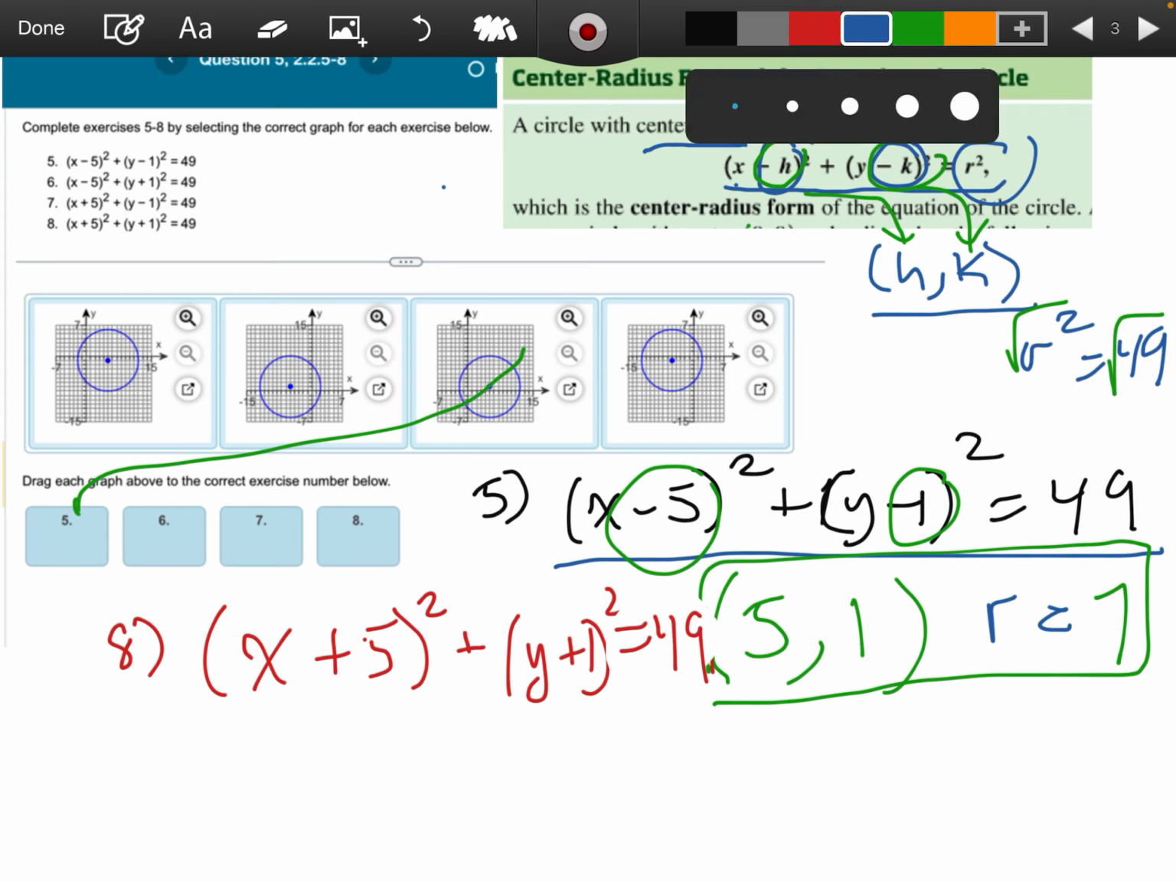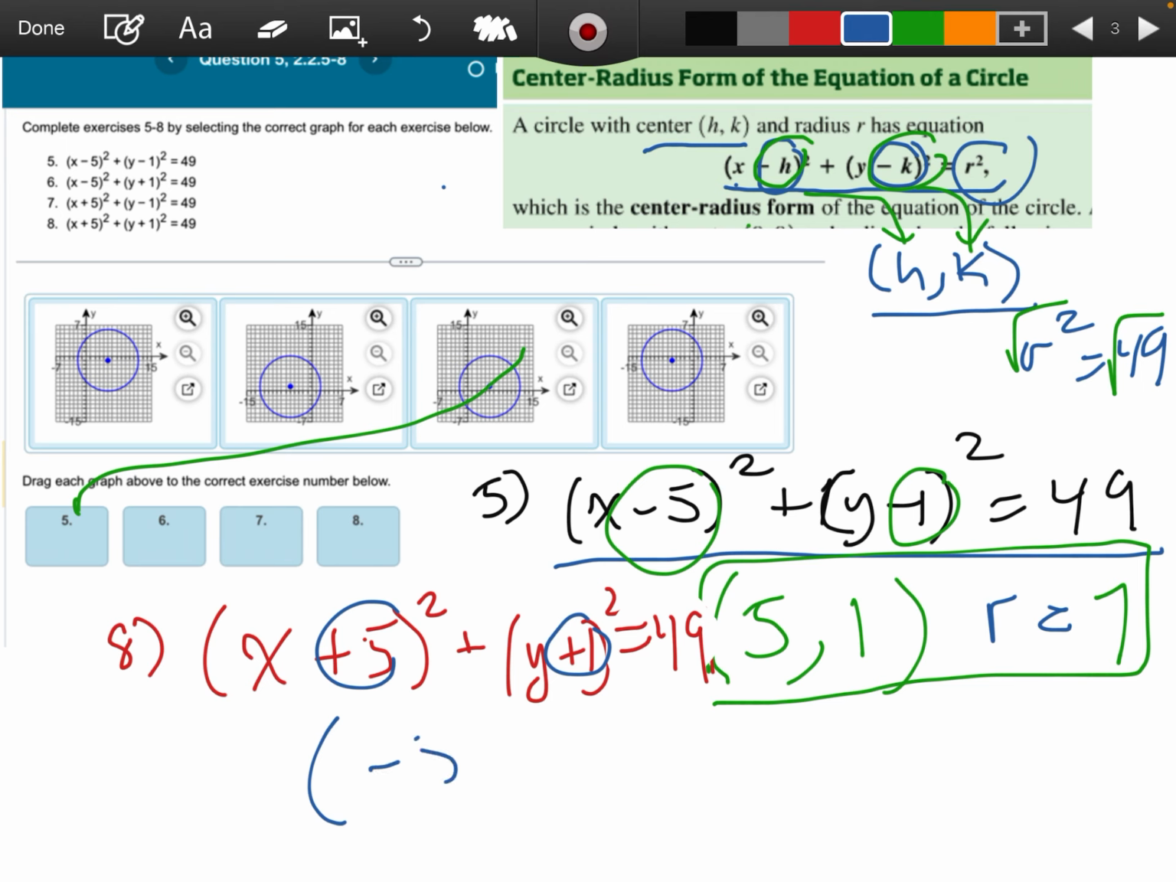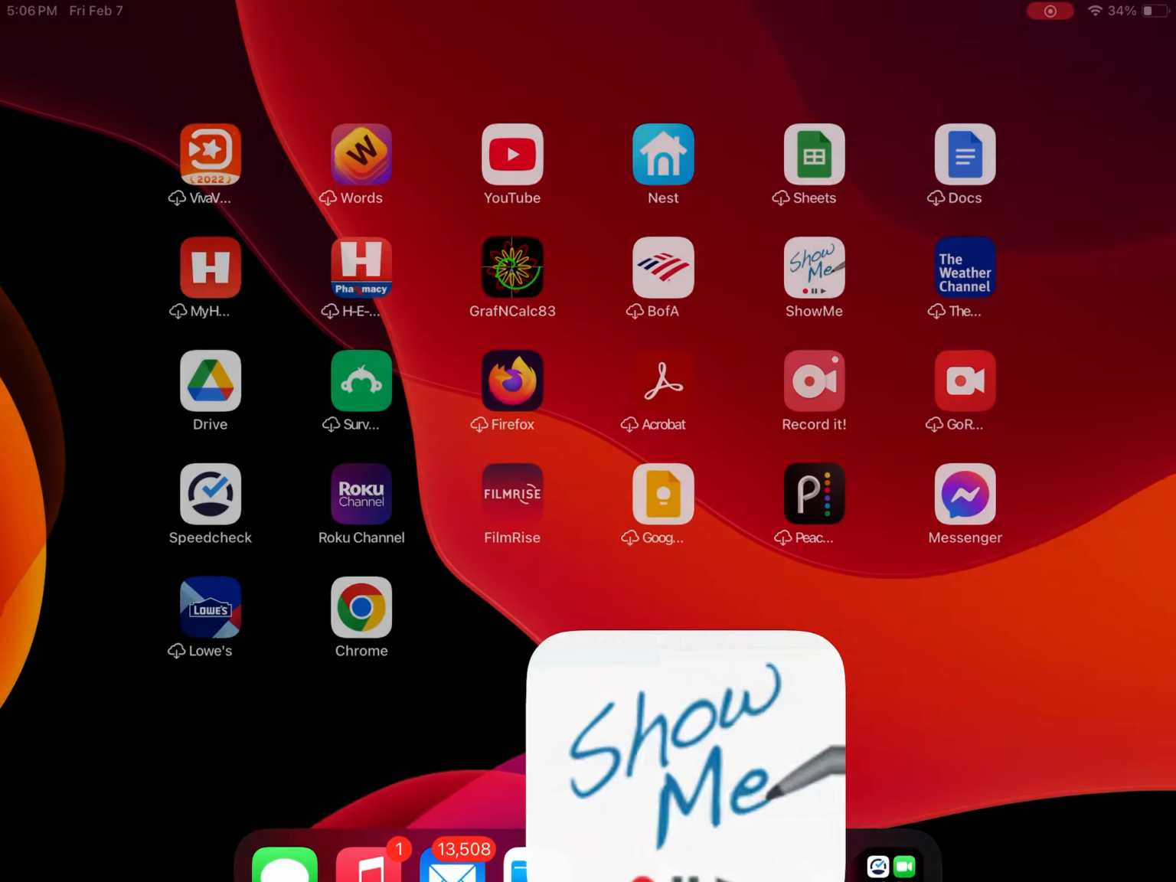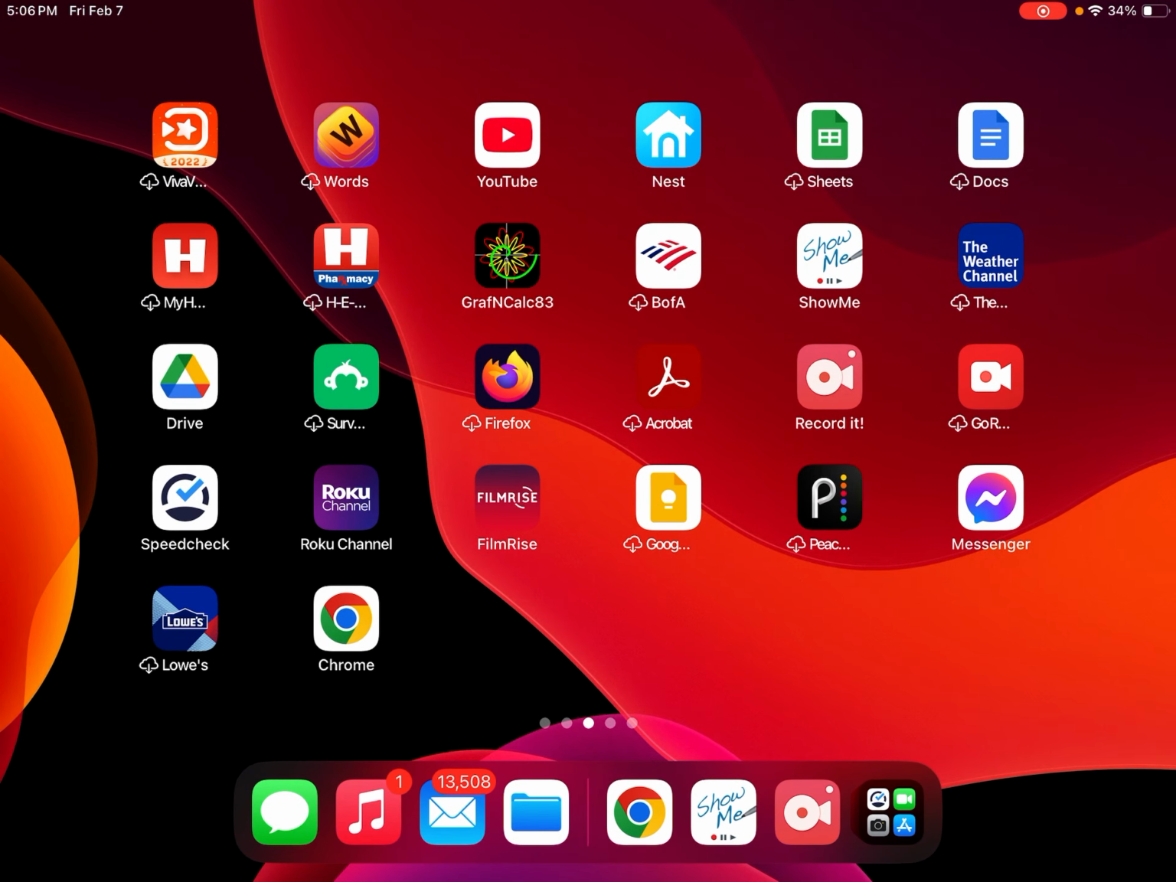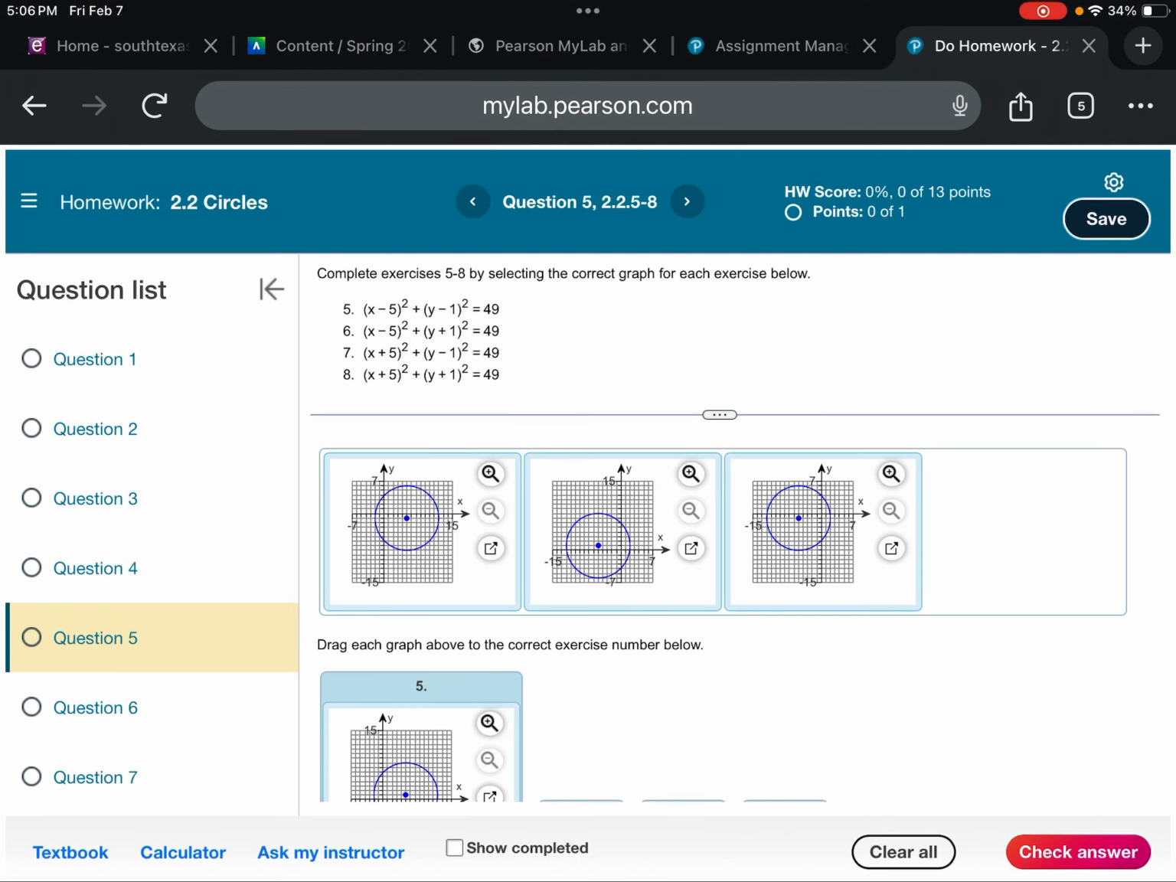Okay, so remember what we said to find our center. We're going to change those signs every single time. −5, −1. Again, if my radius squared is 49, when we take the square root, we're going to use the number 7. So now I'm going to look for a circle where the center is (−5, −1), and the radius is 7. So I'm going to come back over here, okay?